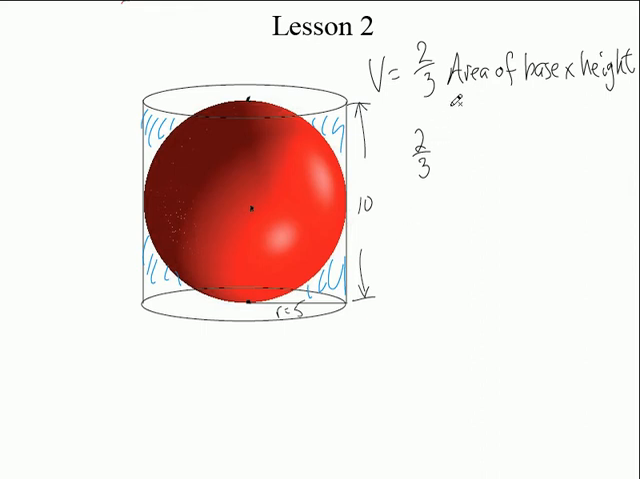All right, let's finish this up. It's 2/3 of the area of the base. So what is the base of this thing? It's a circle, right? So it's pi what? R squared times the height.